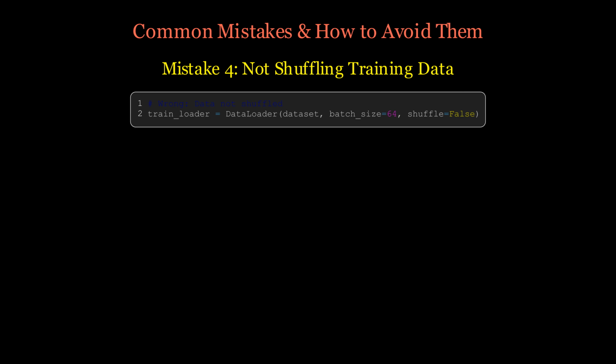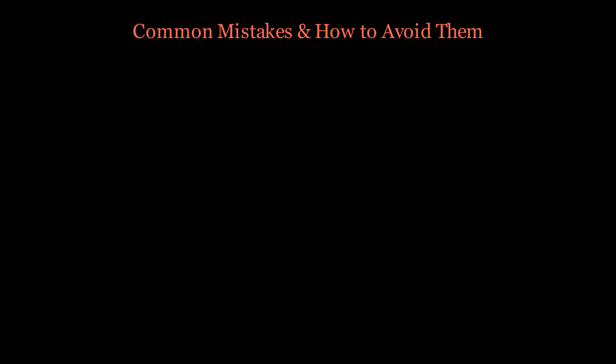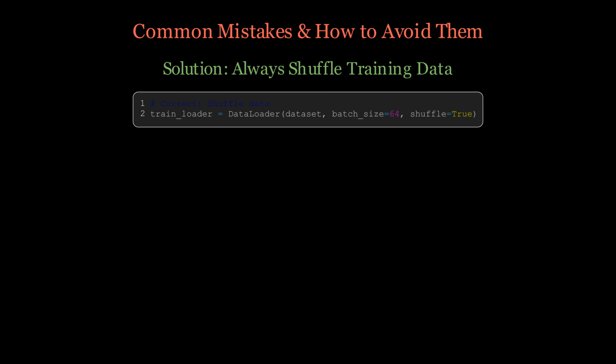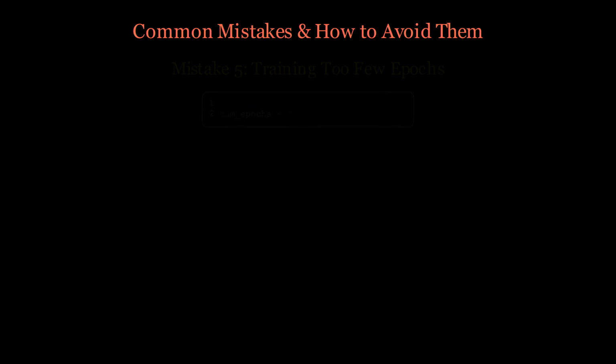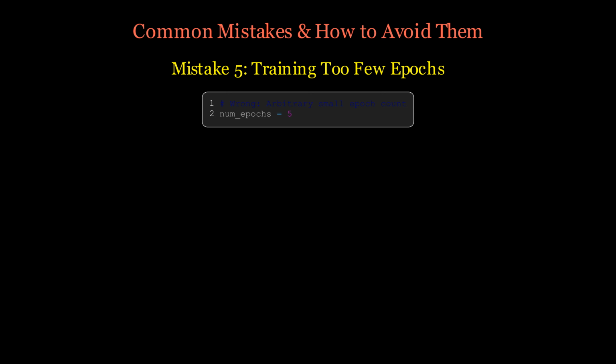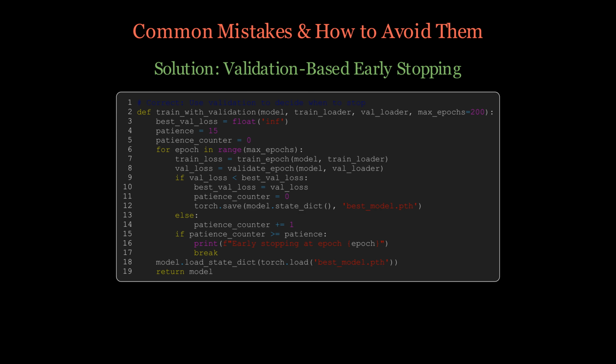Mistake 4. Forgetting to shuffle the training data. This can introduce bias during training. The solution. Always shuffle your training data to ensure randomization and reduce training bias. Mistake 5. Stopping training too early with an arbitrary small epoch count. The fix. Use validation-based early stopping instead of arbitrary epoch counts. This ensures you stop at the optimal point.